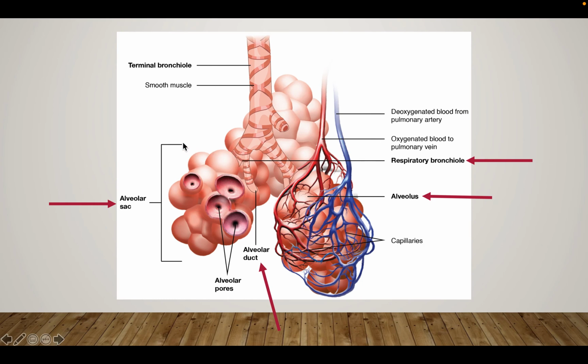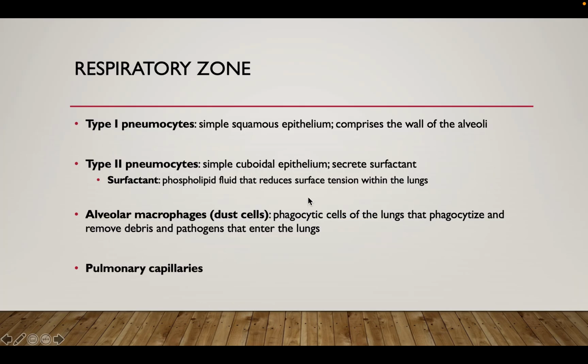So here you can see this is your cluster of grapes, if you will, the alveolar sac, and then one individual grape that is going to be a single alveolus. You have respiratory bronchioles running down from your terminal bronchiole. From there you have an alveolar duct running into an individual alveolar sac, and then you'll ultimately get to your alveoli. So I mentioned type 1 pneumocytes.